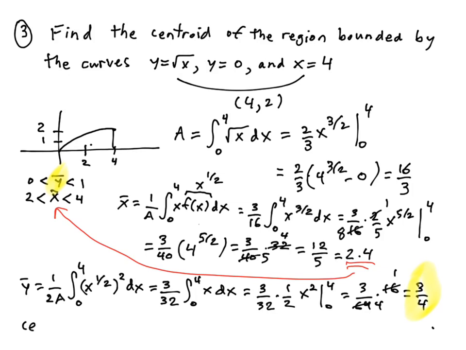The centroid is equal to, well, let's see, x bar was 12/5, so I'll write it as a fraction, why not? And then 3/4.